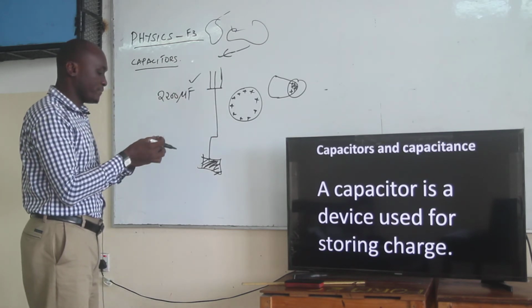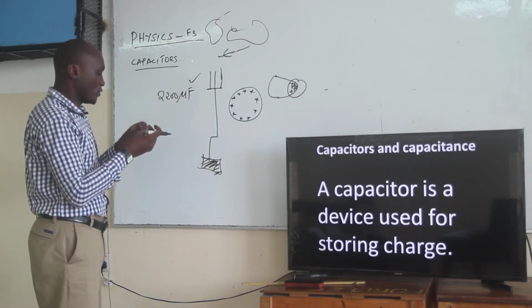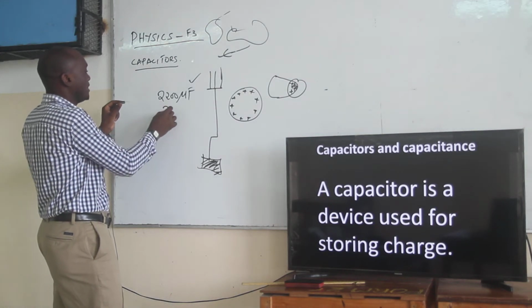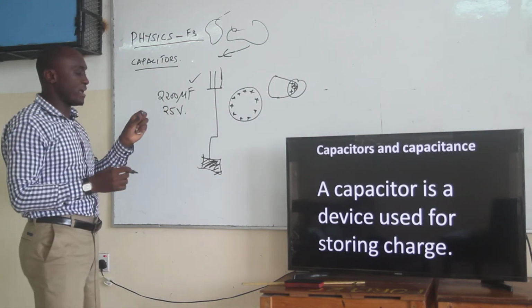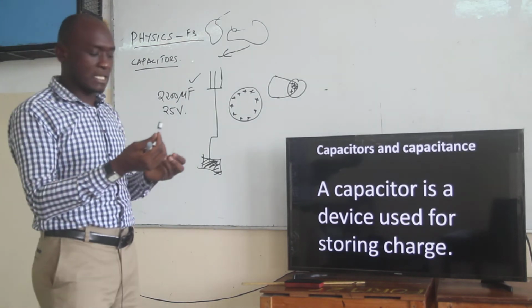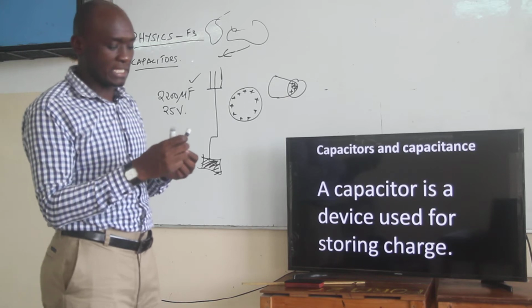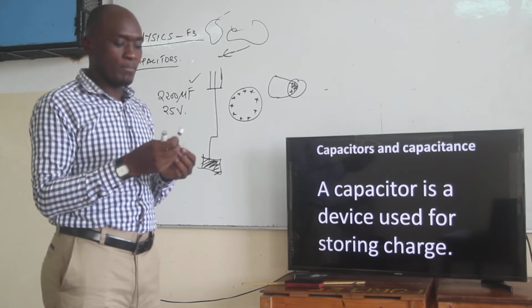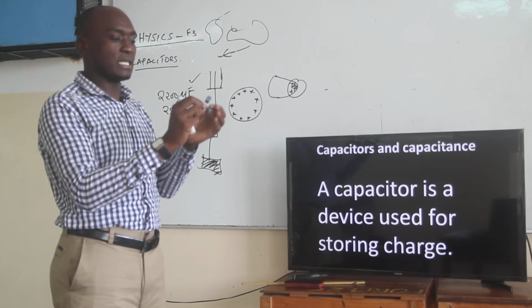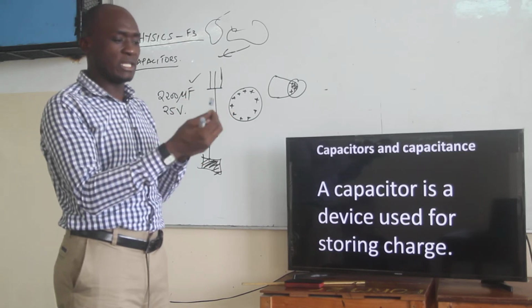Even this one here is the same. Of course, they have indicated 2200 microfarad. They have indicated that this is 25 volts. And of course, this is an example. If you open any electrical component, you might have seen such cylindrical objects. Maybe you're wondering what is this? This one is a capacitor.